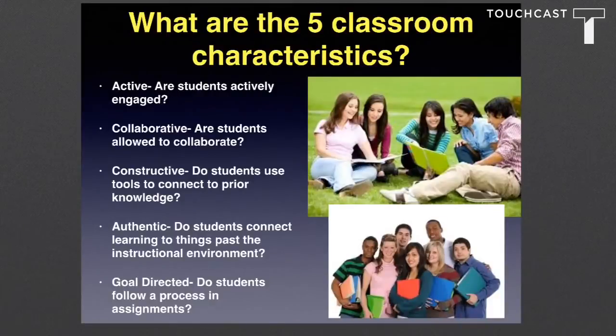And so what are the 5 classroom characteristics that it asks for? The first is active, and it's asking, are your students actively engaged? Second is collaborative. Are they collaborating? Constructive is the third. And do they connect to prior knowledge instead of just intake of knowledge? Fourth is authentic, and do students connect to things outside of their learning environment? Do they connect to the real world? And the fifth is goal directed. Do they follow a process in the assignments that they do?